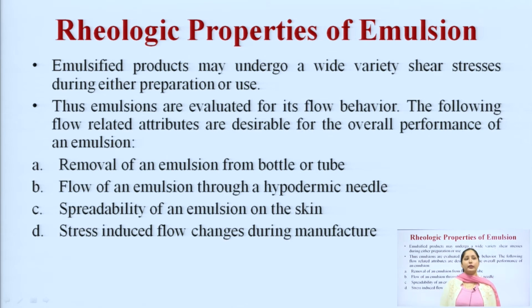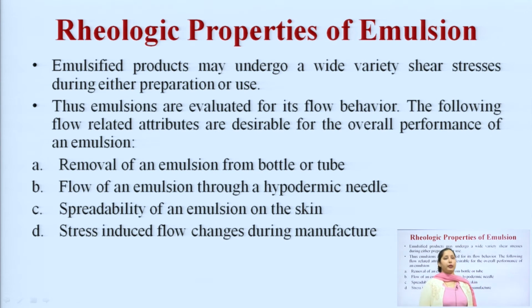So, the emulsion needs to be evaluated for its flow property, and it is very important for the following reasons. First is the removal of an emulsion from the bottle or a tube. So, if we are going to remove the emulsion from the bottle or the tube, that is important. Then the flow of an emulsion through a hypodermic needle, that is the flow of emulsion from an injection or hypodermic needle. Clear?